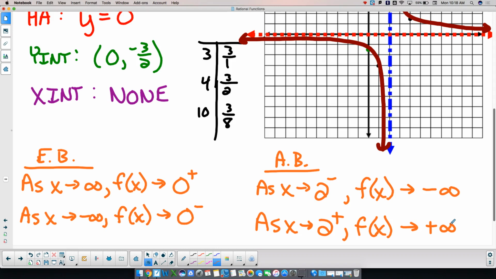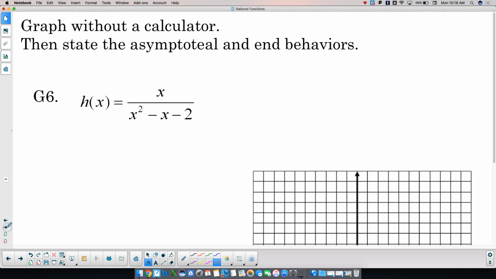And I only have those 2 for asymptotal behaviors because I only have 1 vertical asymptote. If I had a second vertical asymptote, then I'd have to do the left and the right side of that one. Or if I had a third one, I'd have to do 2 more left and right sides. Okay? However many vertical asymptotes we have, that's how many left and right sides we have to do for asymptotal behavior. Okay? All right. Try that one on your own.